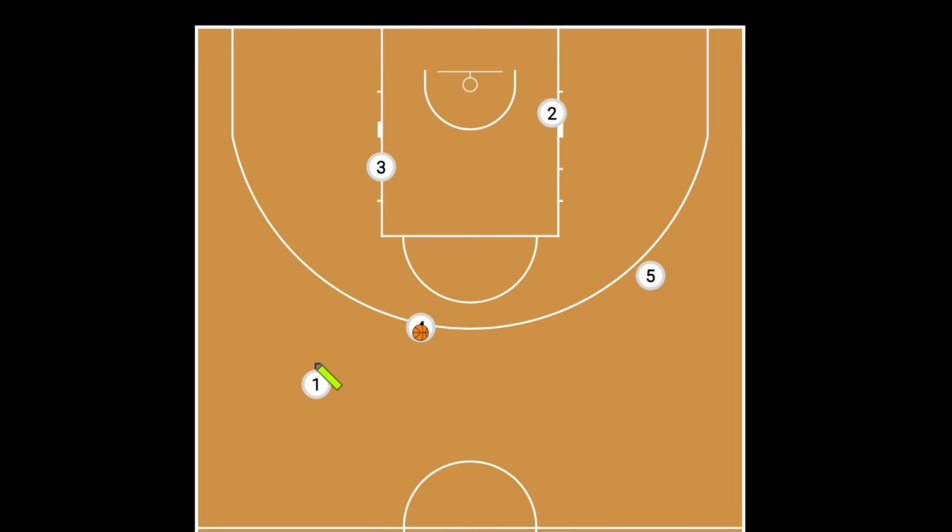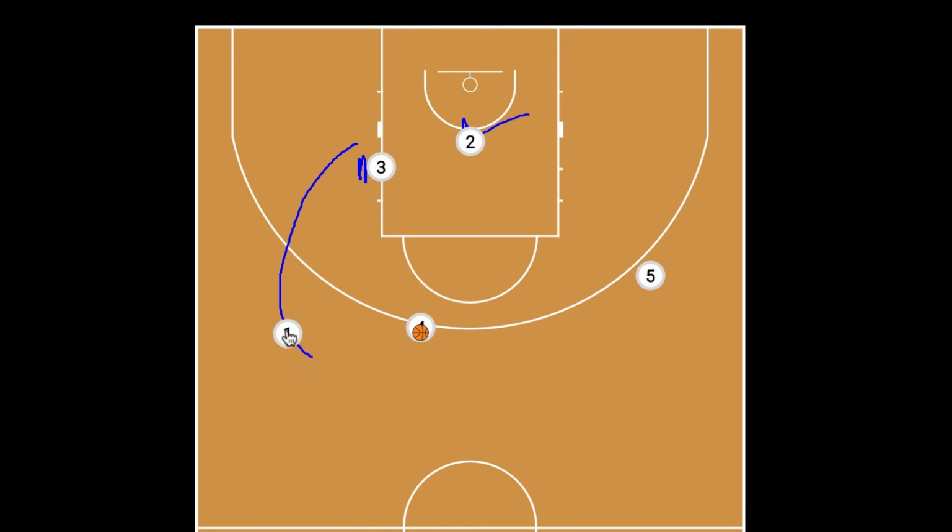Now, as that happens, number 1 is going to circle their way around the floor, and they're going to be getting screened by just about every player on the floor. So number 1 is going to continue moving down the floor, and they're going to get screened on by number 3. Number 2 is then going to step in as well for that second screen.